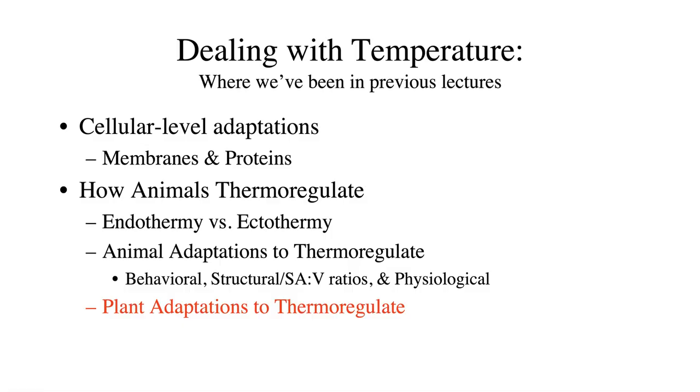So just to recap where we've gone with how organisms deal with temperature, we've talked about cellular level adaptations that organisms have, specifically in their membranes and their proteins, to deal with thermoregulation and variation in the environmental temperatures. We've also talked about how animals thermoregulate and the difference between endotherms versus ectotherms, and some specific adaptations that animals have to thermoregulate. So we've talked about behavioral adaptations, structural adaptations, and physiological adaptations.